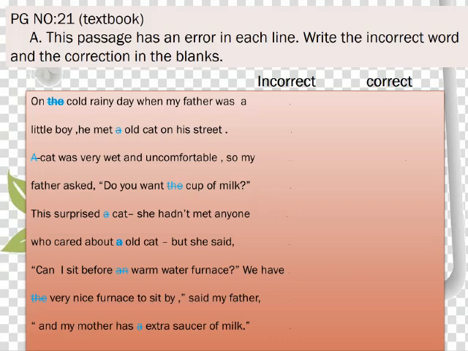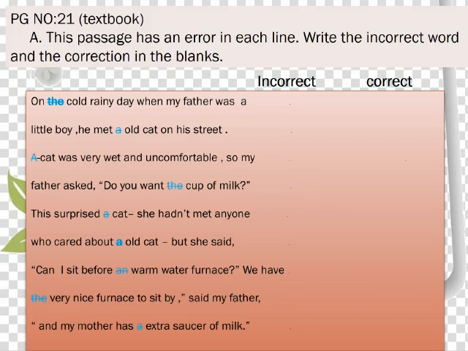So here, an is incorrect and a is the correct answer. For the next line, we have the very nice furnace to sit by. Here in the eighth line, the is the incorrect article. We should use a as the correct answer. A very nice furnace. Let us move to the last line of this passage.